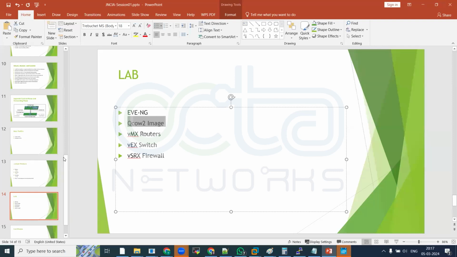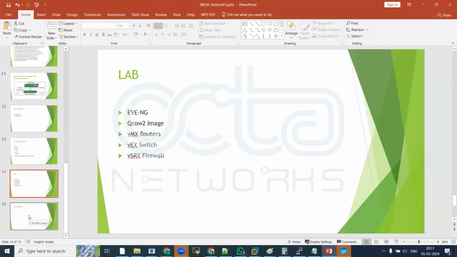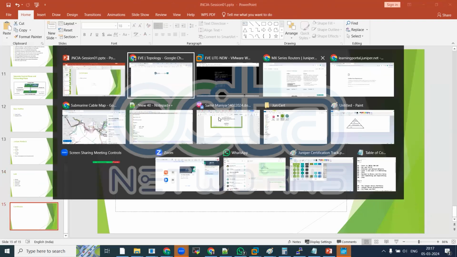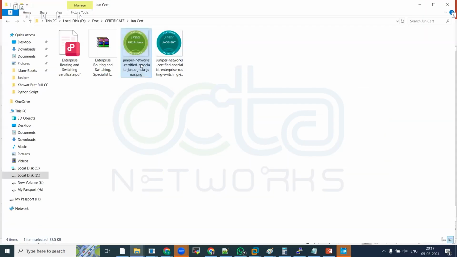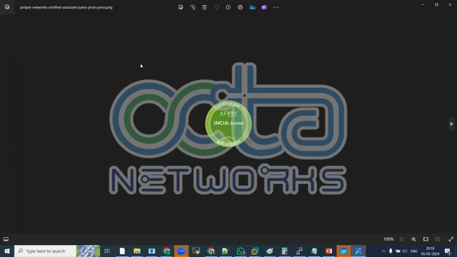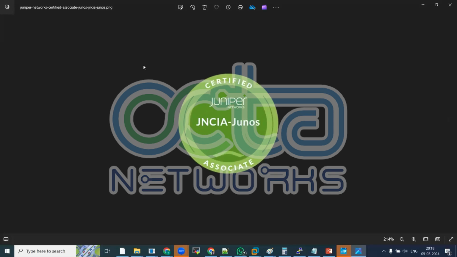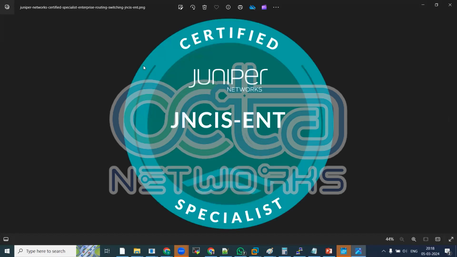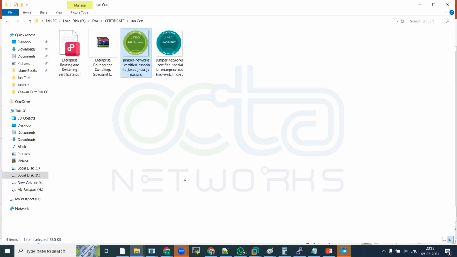These images are already available on the Juniper website. I'll tell you how to download them. Okay, and these are the certificates that we can achieve after completing the training and attempting the exam. This type of logo you can put on your mail signature, right? And if you complete the next certification, it looks like this. I have completed this too, digitally.